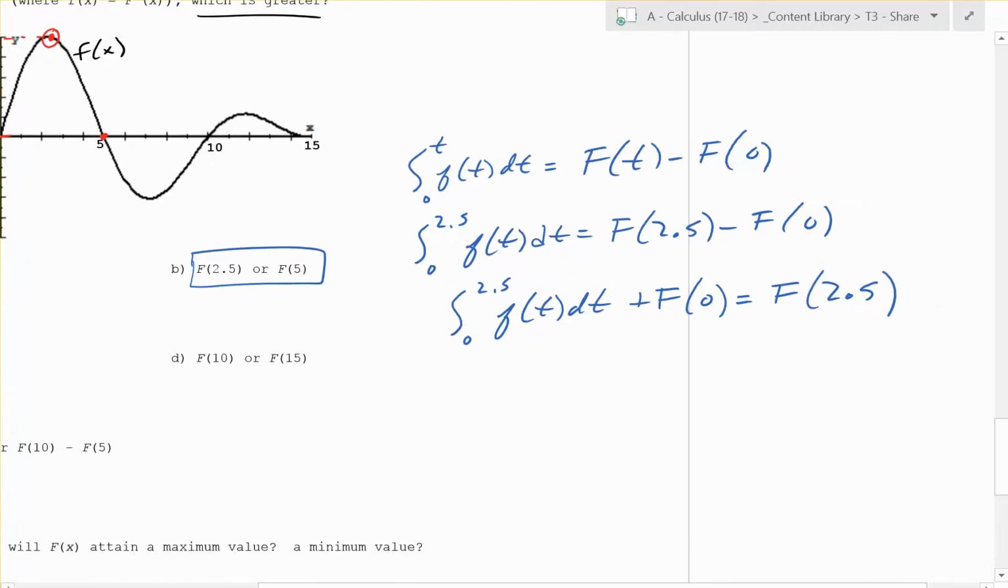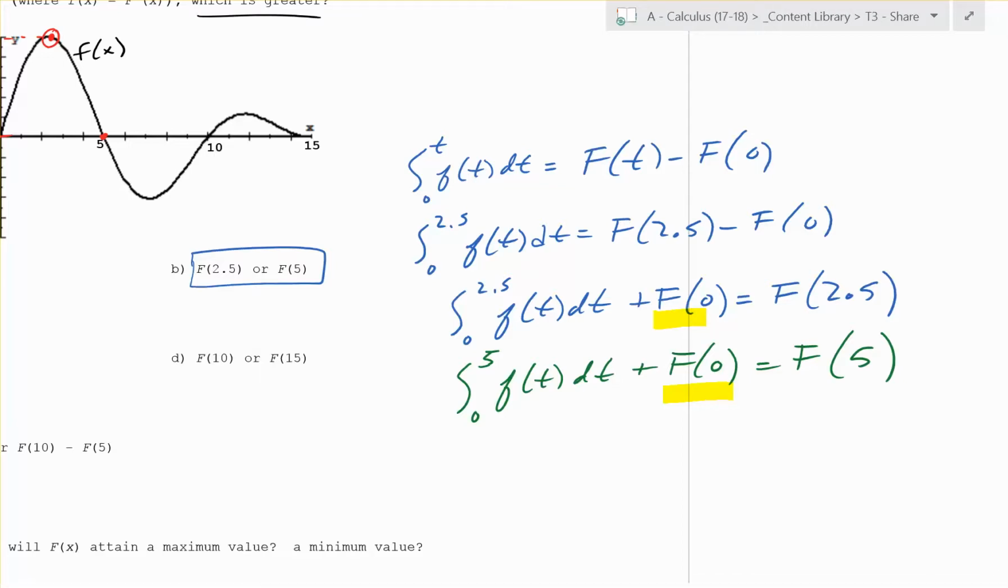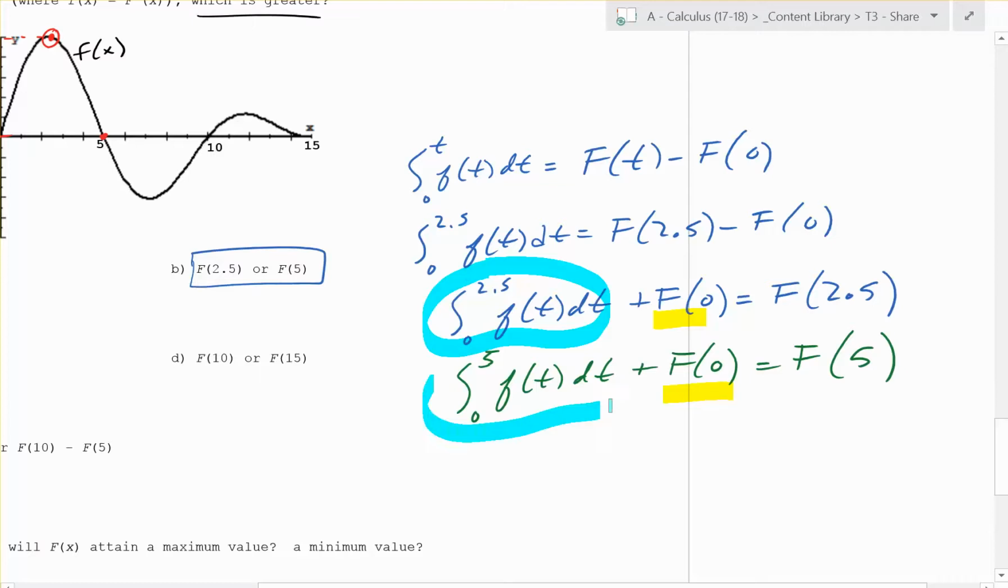Now we could do something very similar to f of 5, and we would get the integral from 0 to 5 of f of t dt plus f of 0, it's 5 in this case, is equal to f of 5. So the f of 0 is in both of them. So what we're doing here is, if those are the same, how do we compare the sizes? Well, we look at the integral from 0 to 2.5 and we look at the integral from 0 to 5.